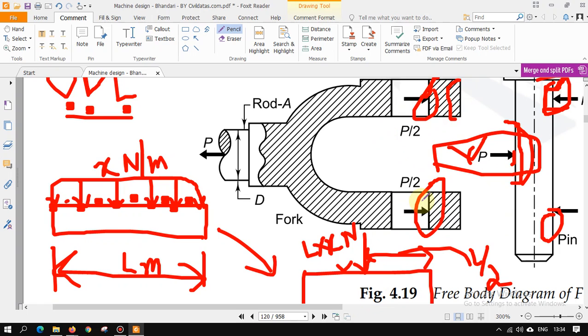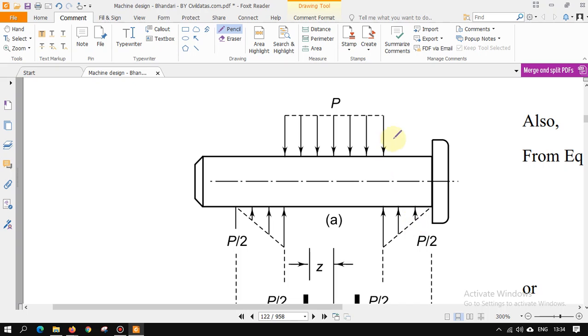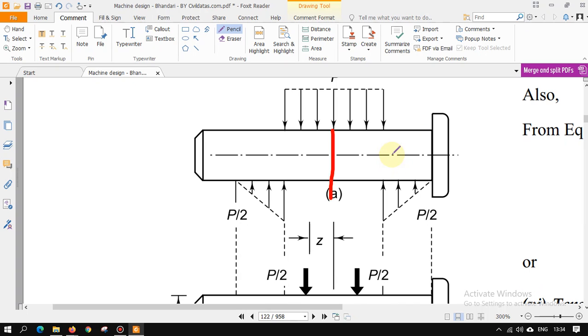So for understanding the loading behavior or bending of this pin, we consider this to be a uniformly distributed load. If we go back, as you can see, this is a uniformly distributed load where P load is applied. What we have done is dissected it in two, from here to here.